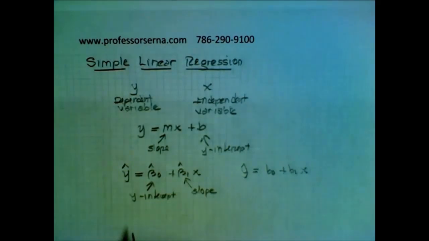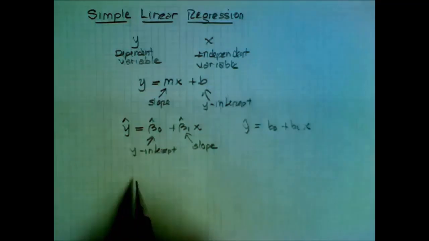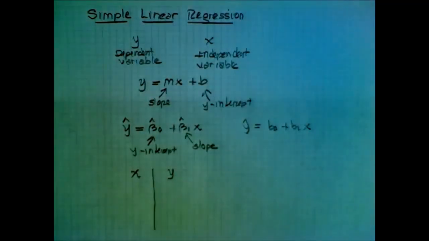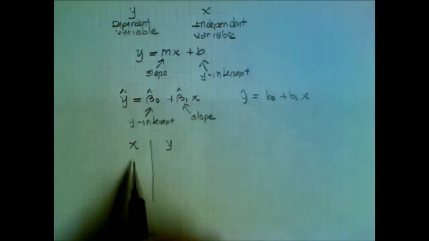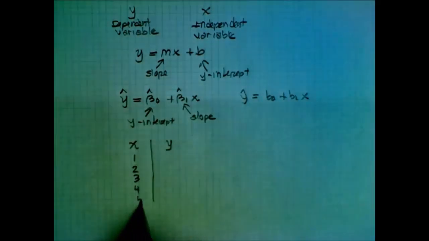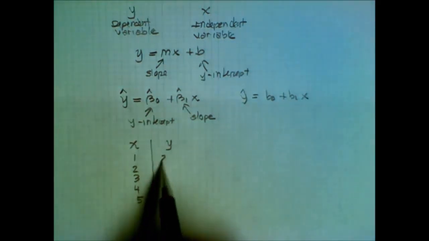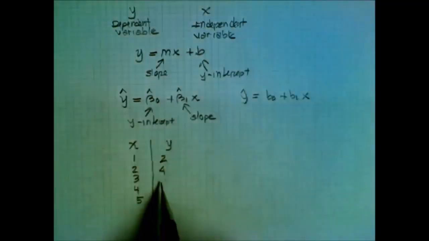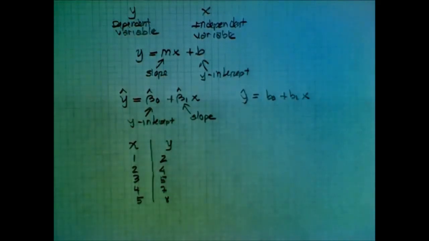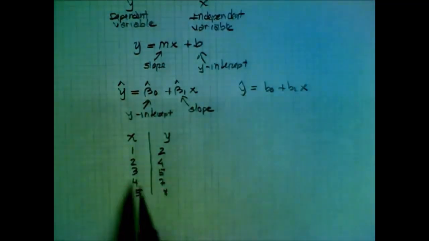Okay, so let's say that we have a set of data, something like this. Let's say that we have x and y, whatever they mean. Whether this is GPA and starting salary or whatever it is, let's say that we have the x values 1, 2, 3, 4, 5, and then here we have the y values 2, 4, 5, 7, and 8.